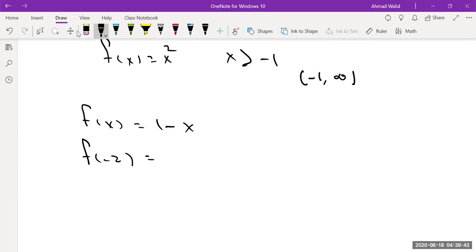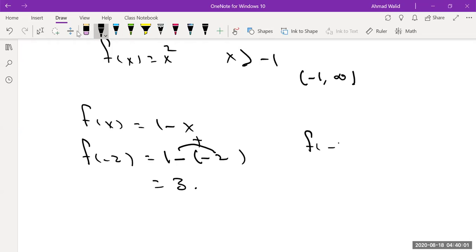f of -2 equals 1 minus -2. Double negative becomes positive: 3. Then f of -2 is 3. You cannot plug -2 into the second function. They give you another value also.